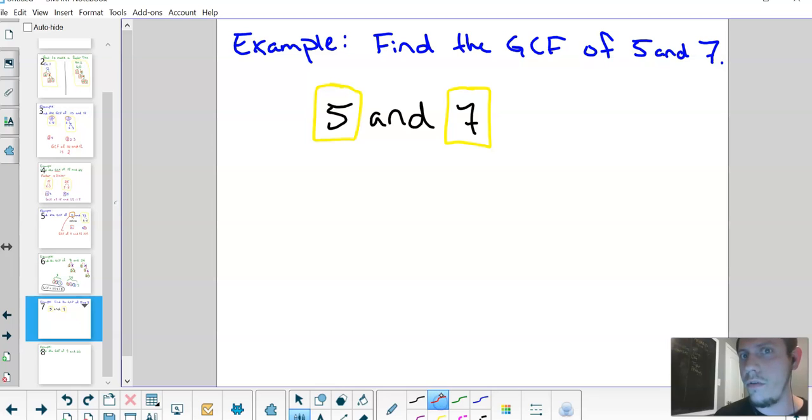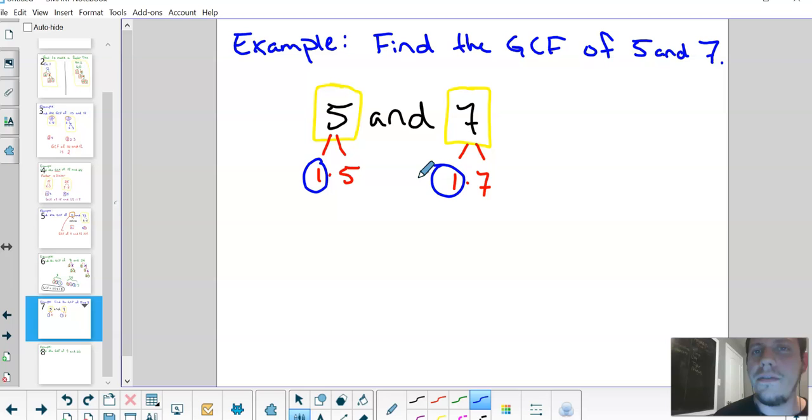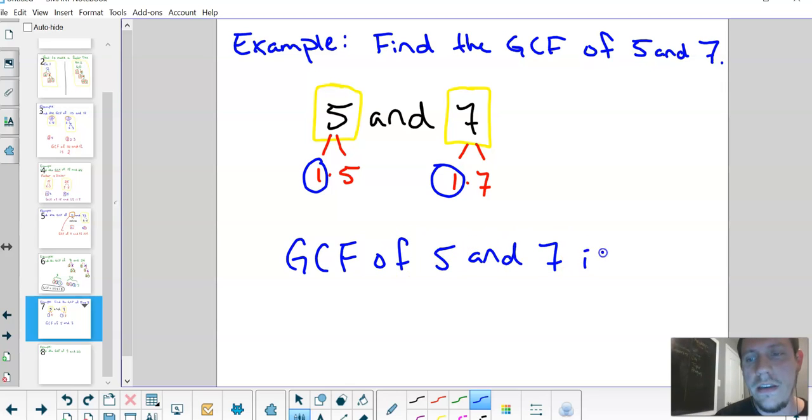Well, let's break our rule that says don't make a factor tree if it's prime, okay? This is 1 times 5. And this is 1 times 7. So what is the one thing that they have in common? They have a 1 in common. So if you build a factor tree, and you see that there are no numbers in common, there's always one number that's in common, and that number is 1. So that means that the GCF of 5 and 7 is 1.